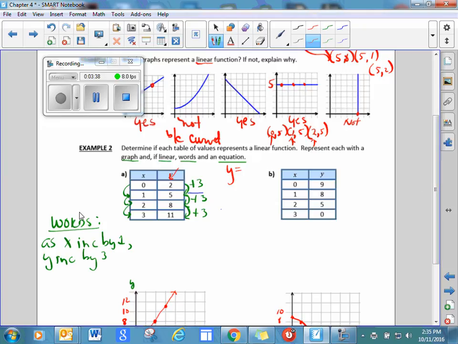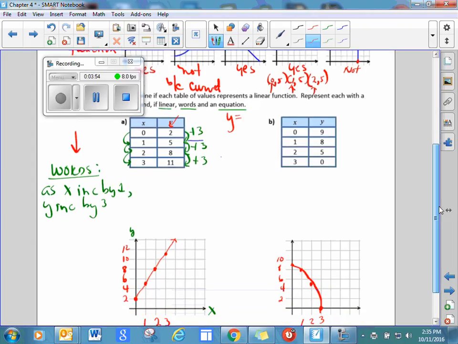So in words, I can say as x increases by 1 unit, y increases by 3 units. So for every x that goes up by 1, y goes up 3 times as much.